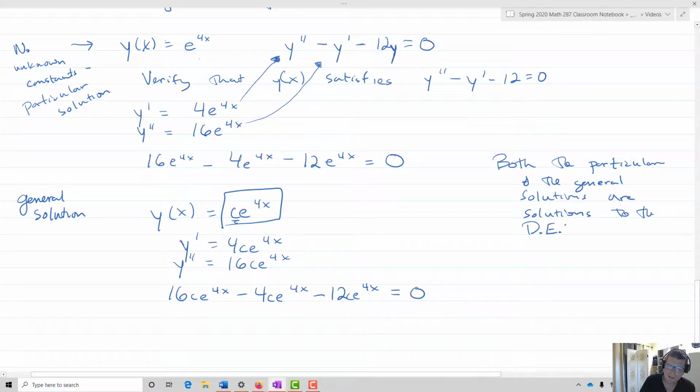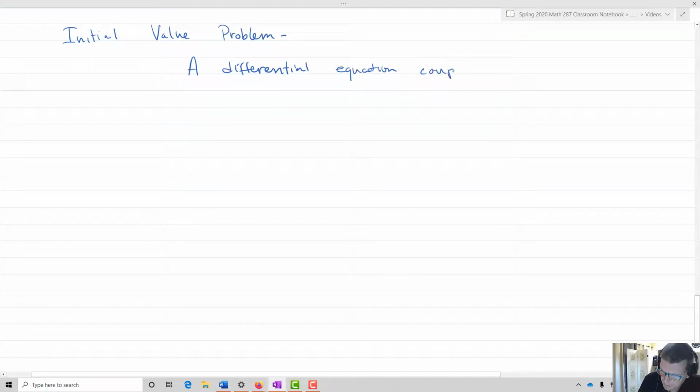Okay? And the difference is that at some point in time, we were given an initial condition for y of x that will allow us to, in fact, solve for the particular solution. So now we have this whole idea of a particular solution and a general solution. And now we're going to talk about this thing called the initial value problem. An initial value problem is a differential equation coupled with an initial or multiple initial conditions.